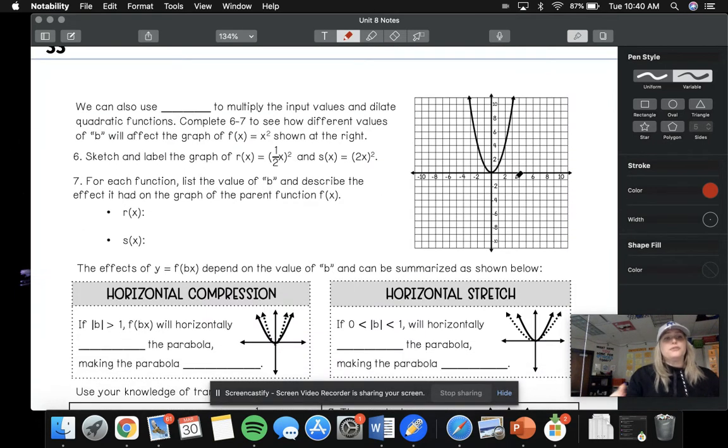Next, on page 34, we can also use a different type of dilation, which is when we have our function f of x, but we multiply our input by a scale factor. And that will dilate it a little bit differently. So what we're going to do is the same exact concepts. We're going to plot r of x equaling (1/2 x) squared, so it's in the parentheses with the square, and then (2x) squared, where the 2 is inside the parentheses as well.